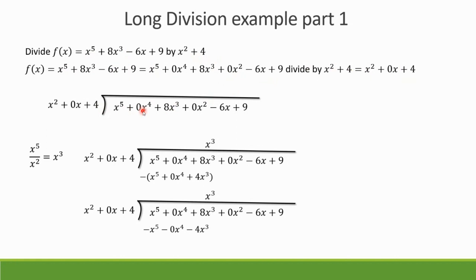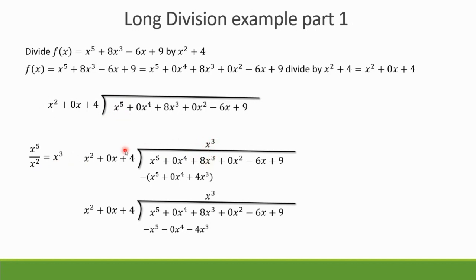And what do we do? Well, again, we have to divide the leading term of the dividend by the leading term of the divisor. So we have x to the 5th divided by x squared. We get x cubed. So we put this quotient, x cubed, over its like term of the dividend. So the dividend has 8x cubed in it, so the x cubed goes over that because these are like terms.